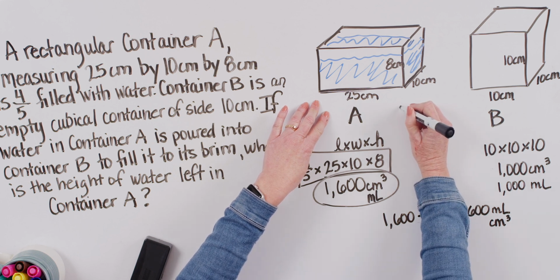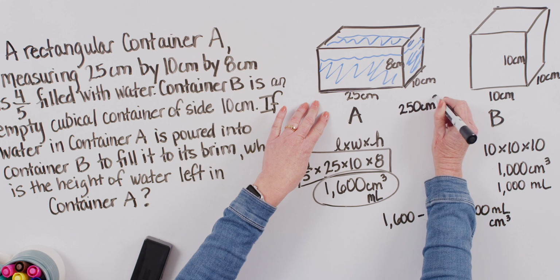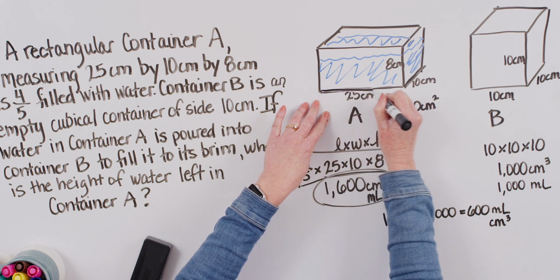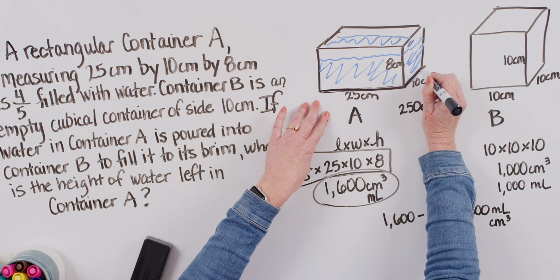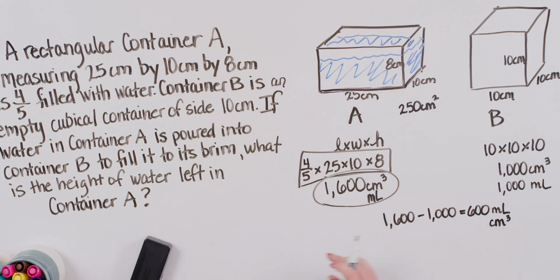250. So my base is 250 centimeters squared. So I know that that is how much we'll take up as far as the base goes, but I need to know how high, right? My final question is, what is the height of water left in container A?